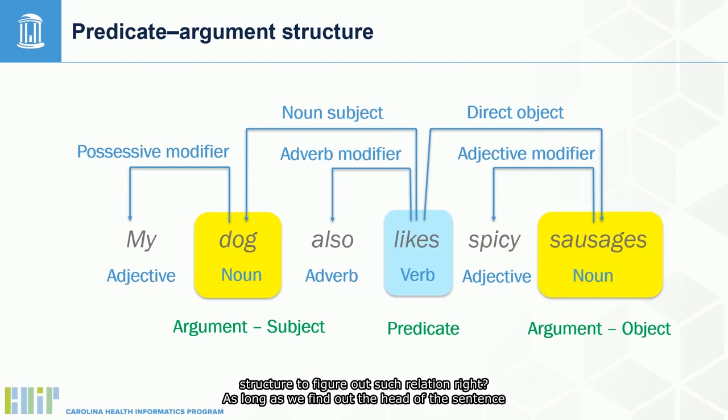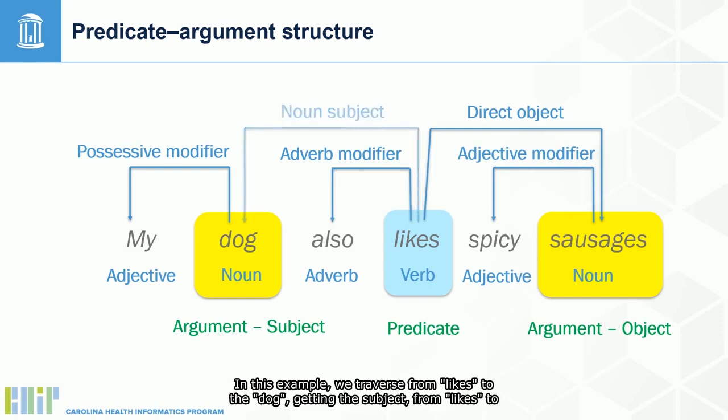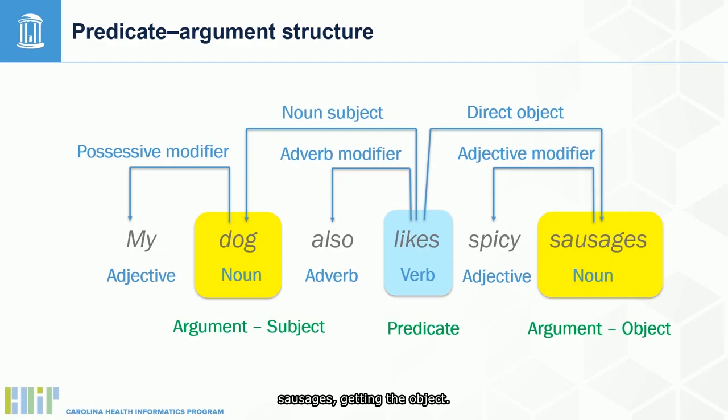As long as we find out the head of the sentence, which is a verb, or we can call it a root, we can visit the other important arguments by traversing such syntactic dependency structure. In this example, we traverse from "likes" to "dog," getting subject, and from "likes" to "sausages," getting object.